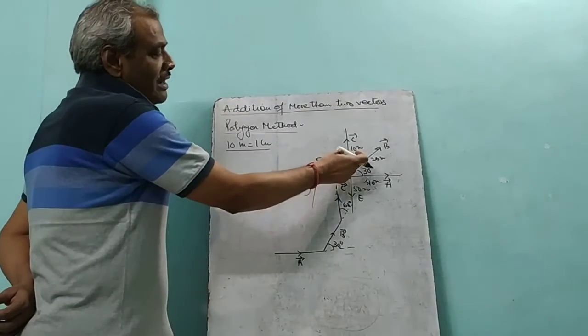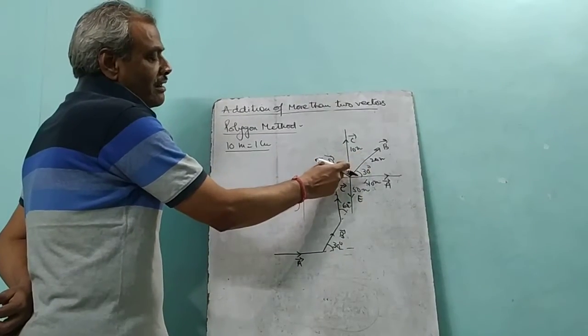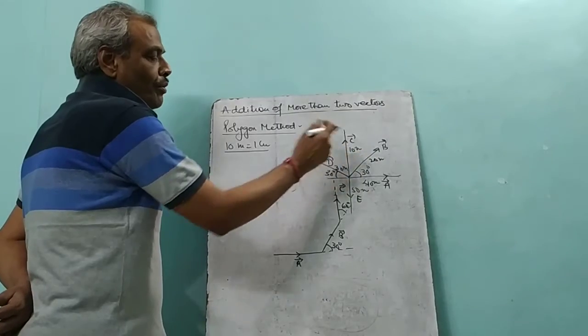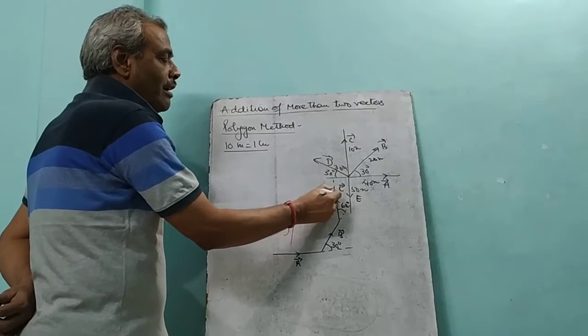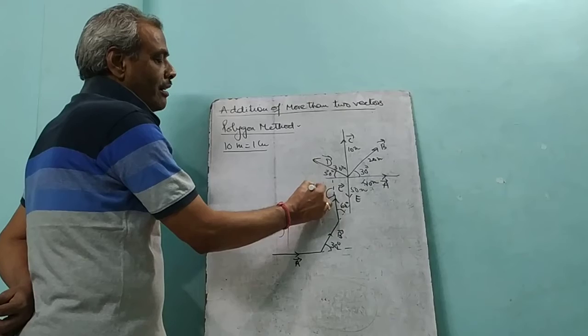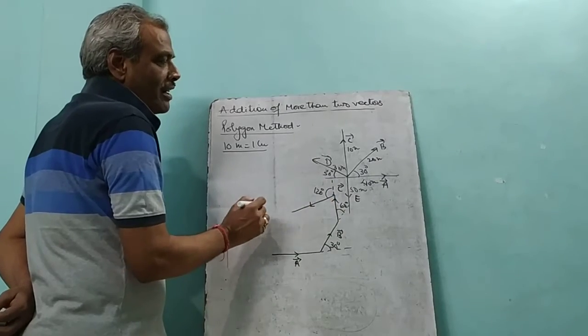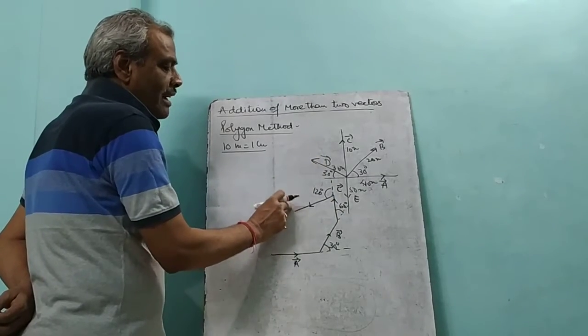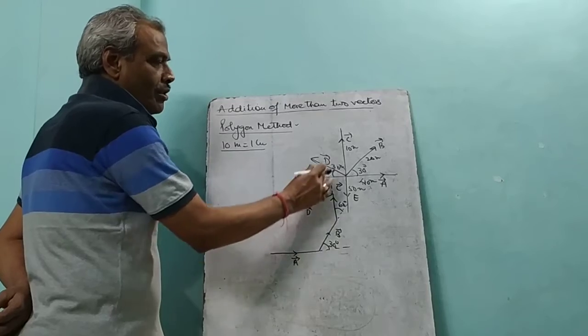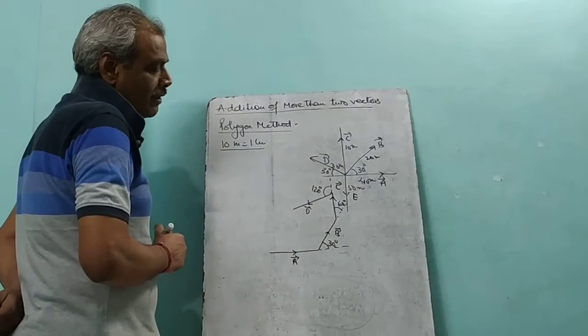And what is the angle between C and D? Here 30, here 30. So here what is the angle? 120. So from here a 120 degree angle. What is the length of this line? 3 centimeter, because the magnitude is 30 meter.